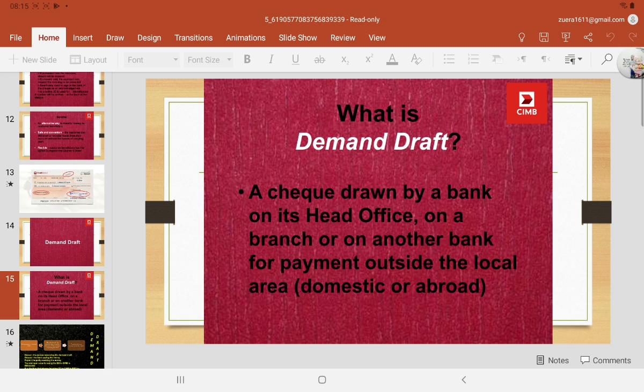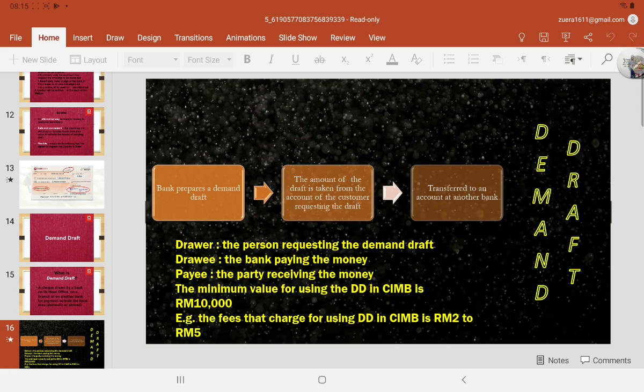So this is the example of the process of a demand draft. In the first place, the bank will prepare a demand draft. And then the amount of the draft is taken from the account of the customer requesting the draft. Let's say customer A requests to transfer 3,000 ringgit to a third party. Customer A in Kuala Lumpur wants to transfer the money to a customer in Johor Bahru. So the amount of the draft is taken from the account of the customer in Kuala Lumpur in order to transfer the money to the customer in Johor Bahru.